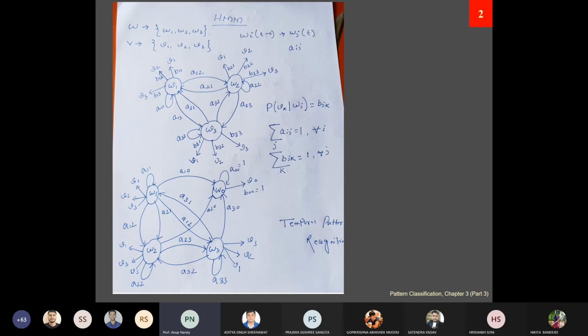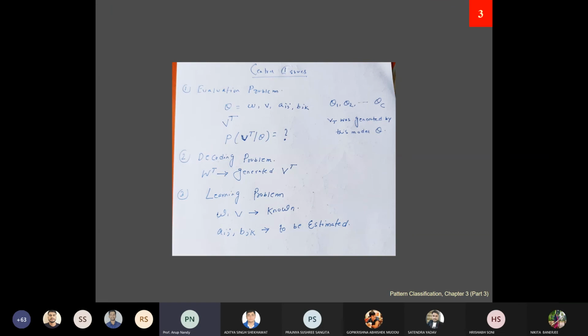Okay, and you have a set of observation sequence V1, V2, Vk, and you have the transition probability and the emission probability. So these things are there. Now these are the three central issues that people are tackling.